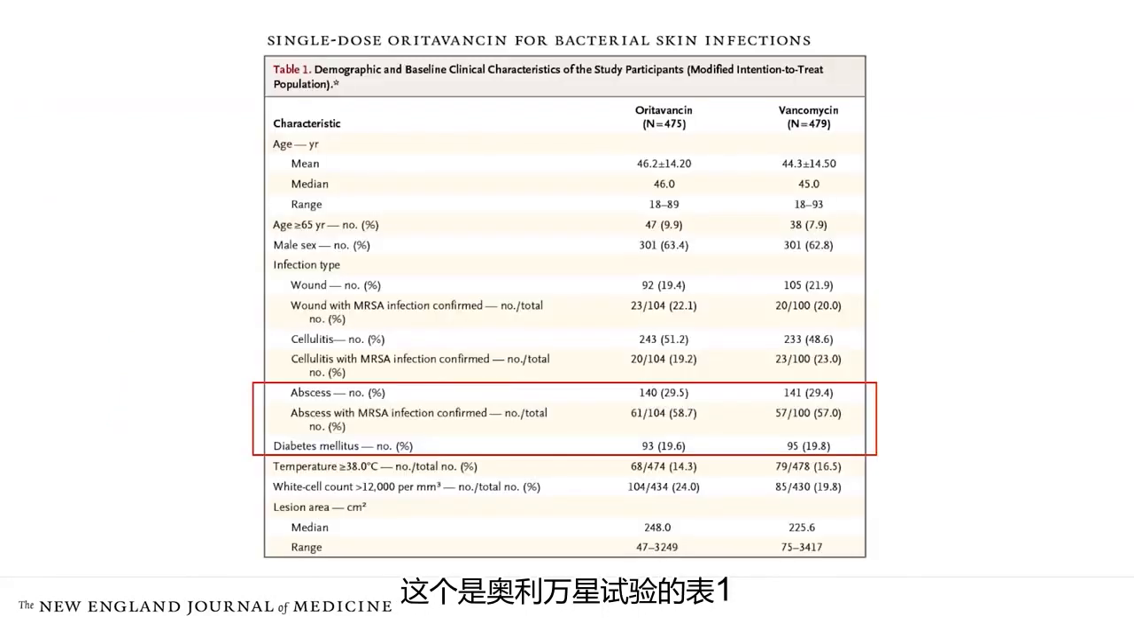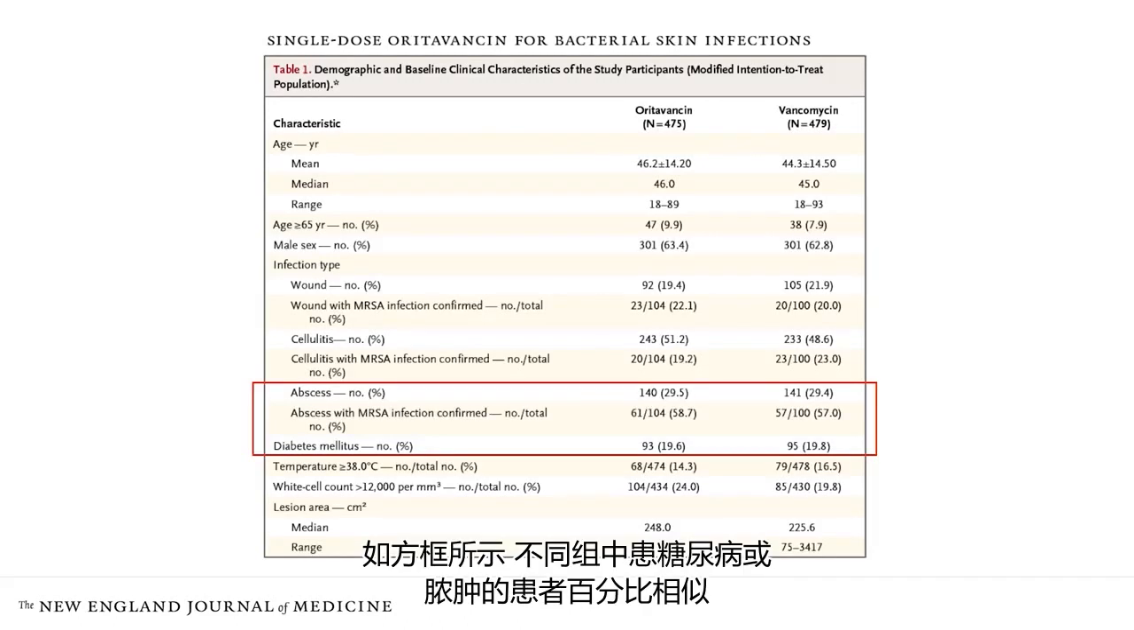This is the Table 1 from the iridovancin trial. There are no major imbalances apparent, with similar percentage of patients with diabetes or abscesses, as highlighted in this slide.